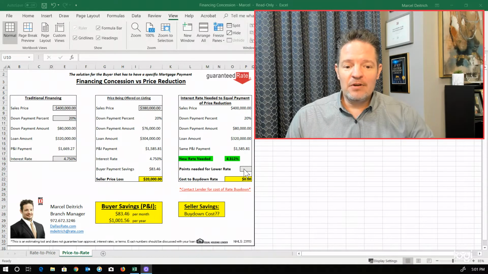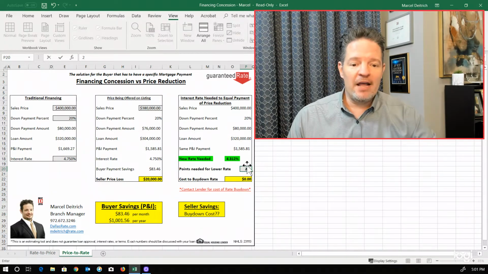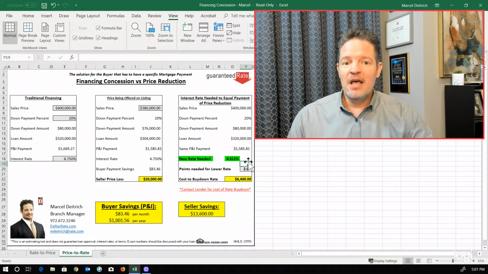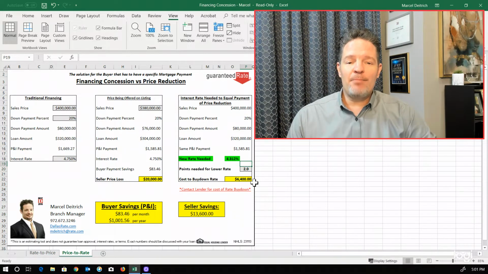4.312%? So let's hypothetically say you call me, I as a loan officer run the numbers, and pricing right now shows that's going to cost 2 points. So the cost is $6,400 to buy that rate down based upon this scenario.